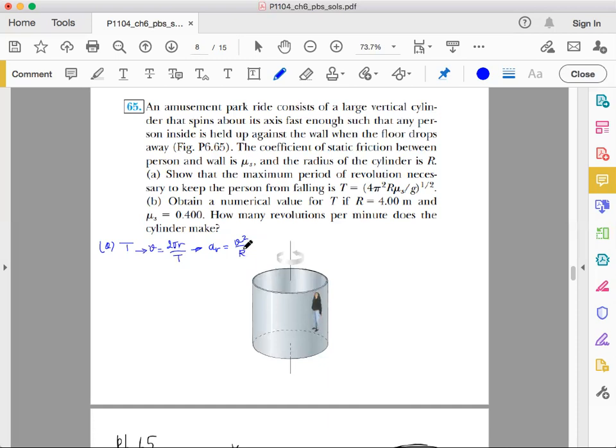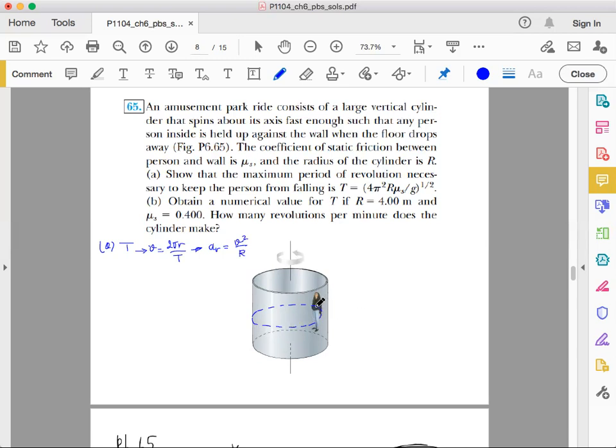Now we have to look at what our object of study is. We have to study the person itself, because we want this person to stick to the wall and not fall away. So we have to see how this object is moving, which is the person inside the cylinder. Whenever the cylinder is rotating, the person is actually moving along a circular path. Here is the circle.